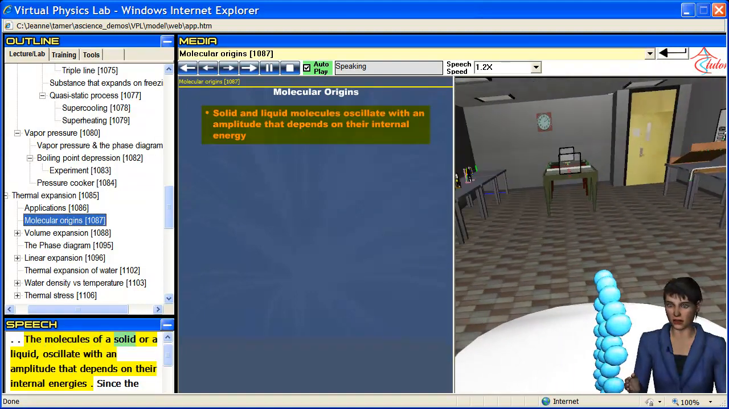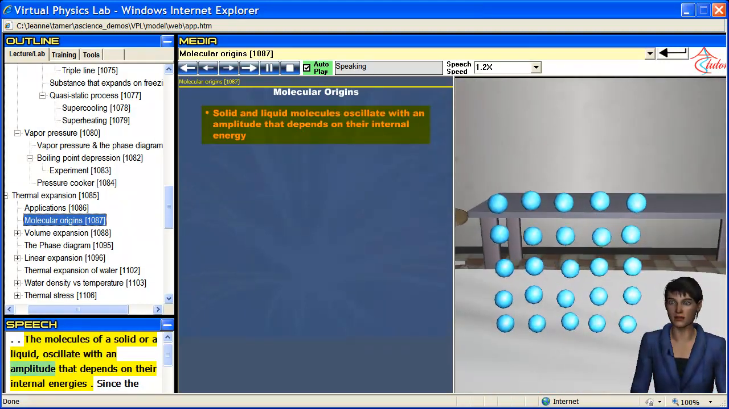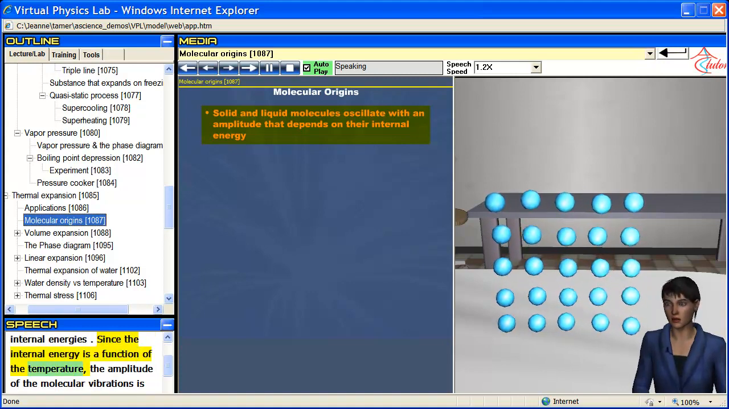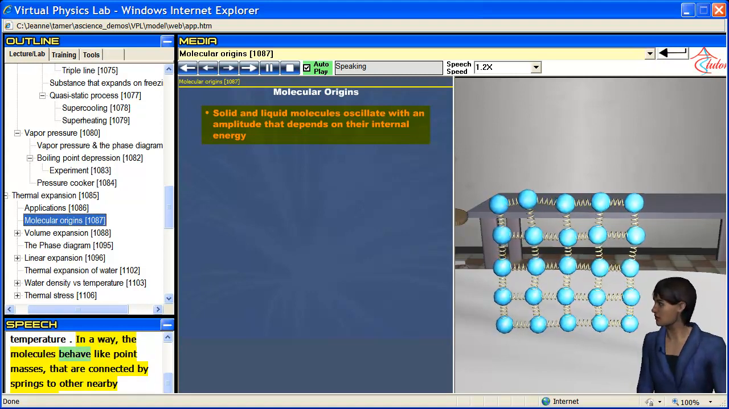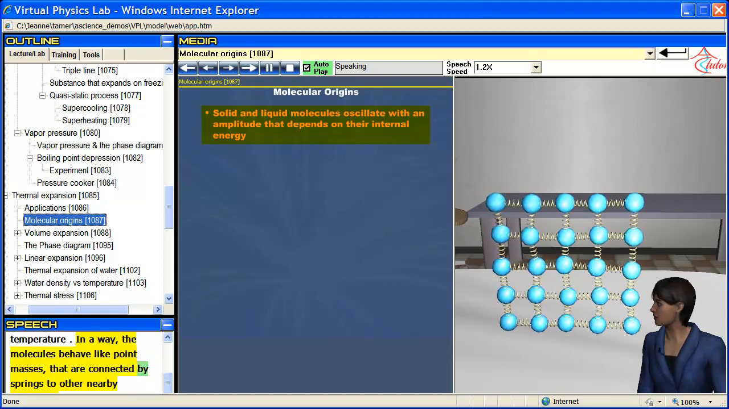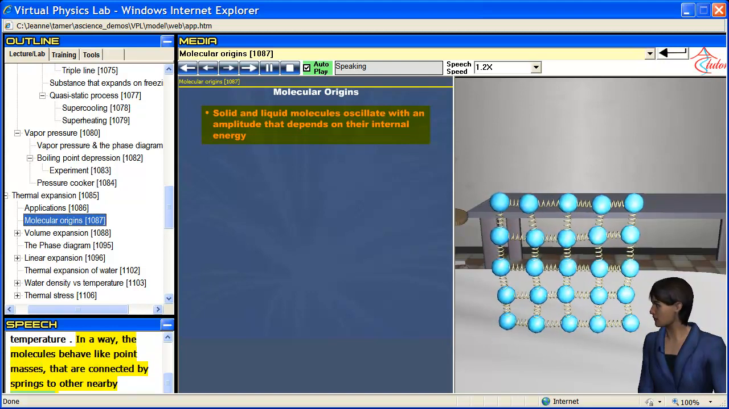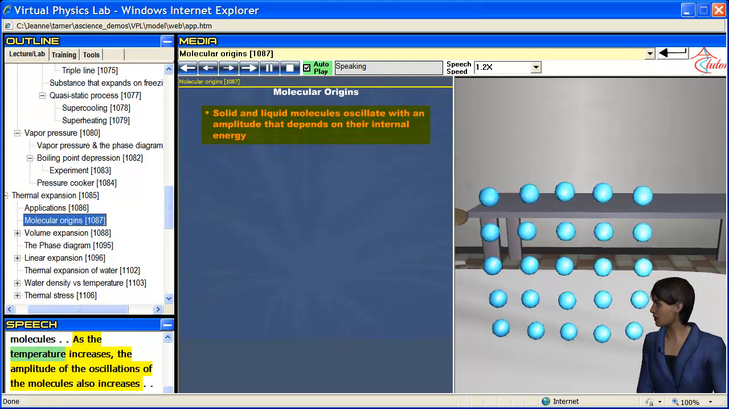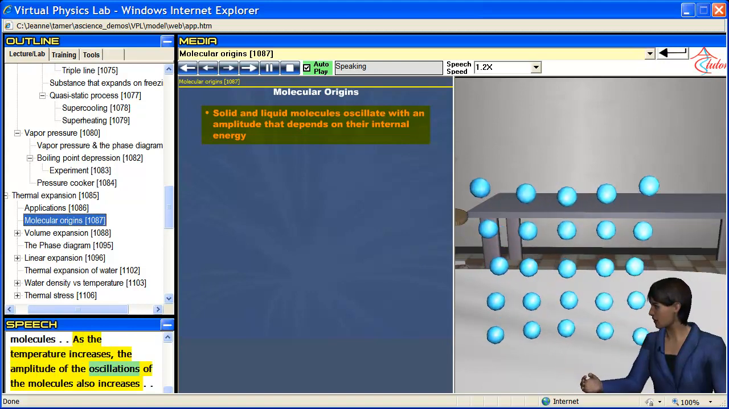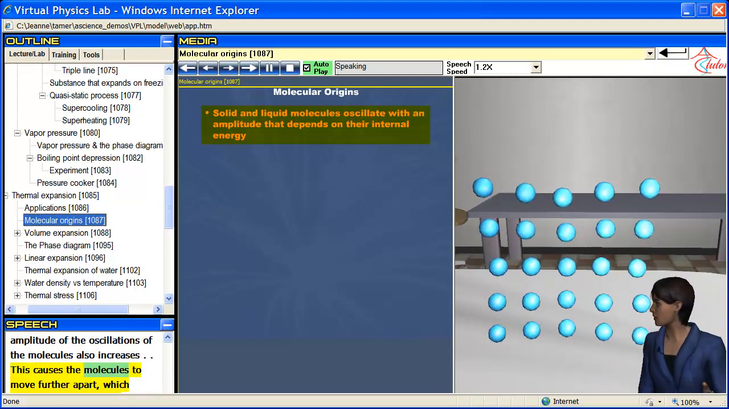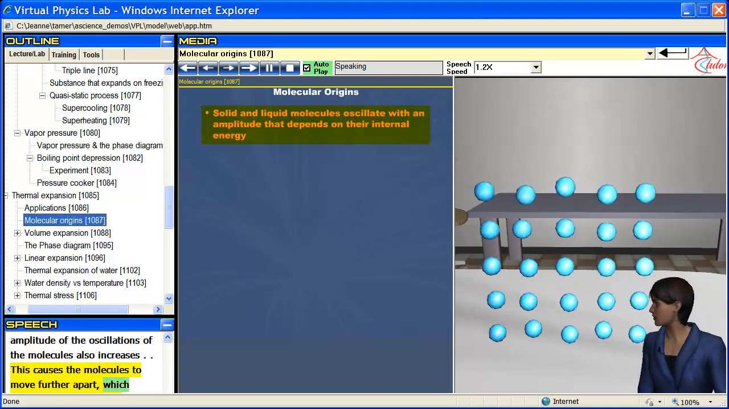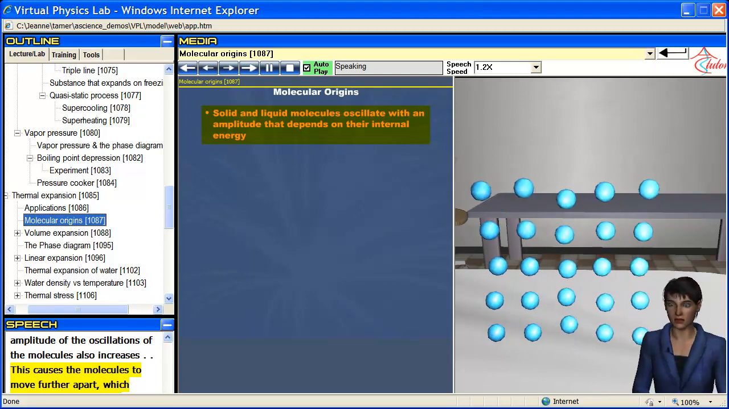The molecules of a solid or a liquid oscillate with an amplitude that depends on their internal energies. Since the internal energy is a function of the temperature, the amplitude of the molecular vibrations is also a function of the temperature. In a way, the molecules behave like point masses that are connected by springs to other nearby molecules. As the temperature increases, the amplitude of the oscillations of the molecules also increases. This causes the molecules to move further apart, which results in the volumetric expansion of the material.